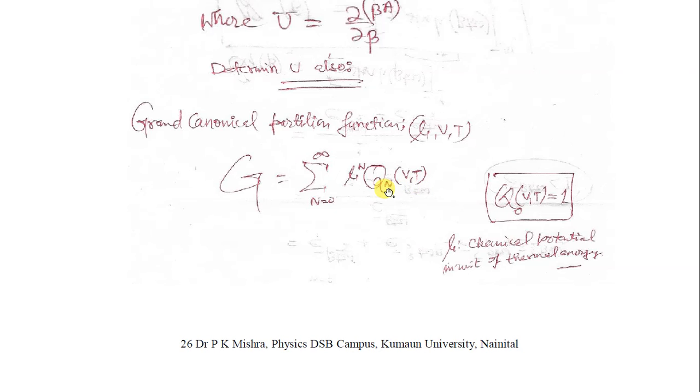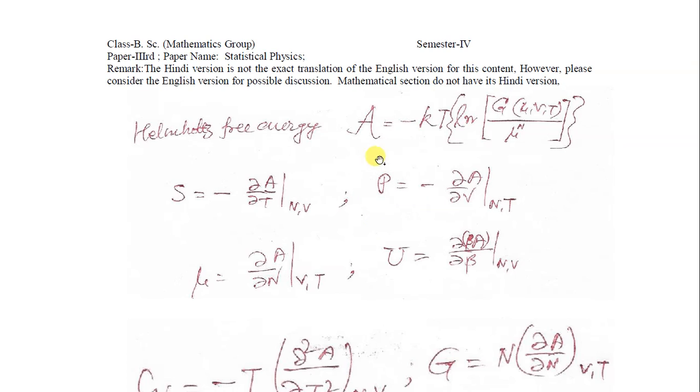You have N particles, the number is known to you, and you are summing this term mu power N times Q(N,V,T) for all possible N, which is running from 0 to infinity. It will give you the grand canonical partition function. Your system is defined using mu, V, T. There is no restriction on the number capital N. Once you have the grand canonical partition function, you can write the free energy according to this relation. This is the grand canonical ensemble approach.